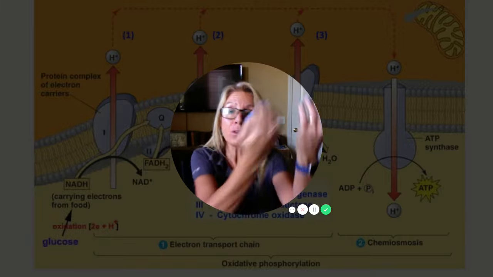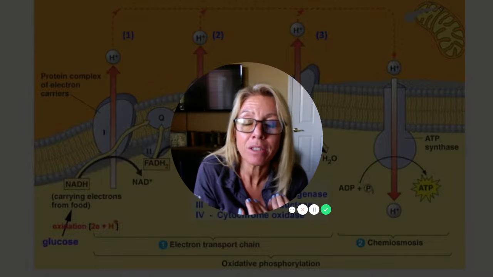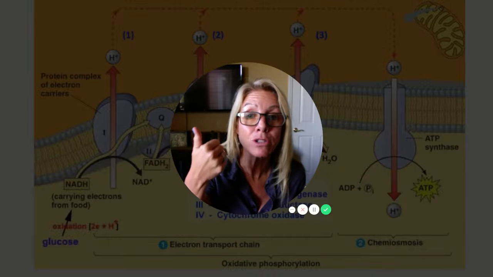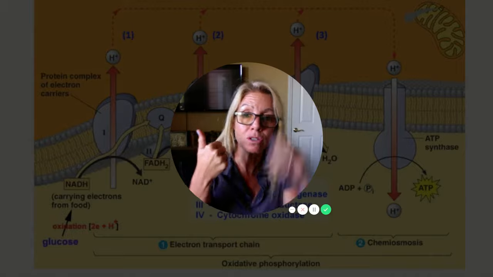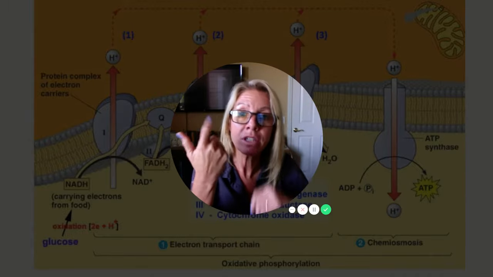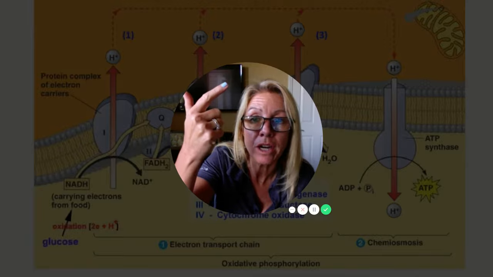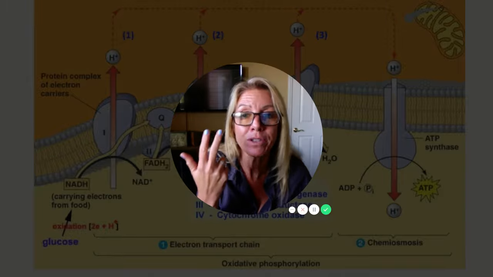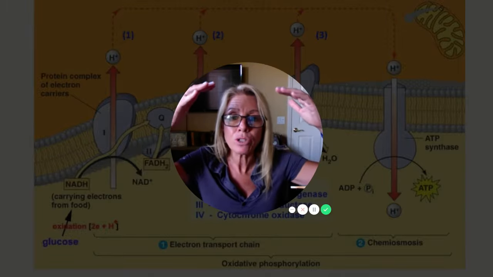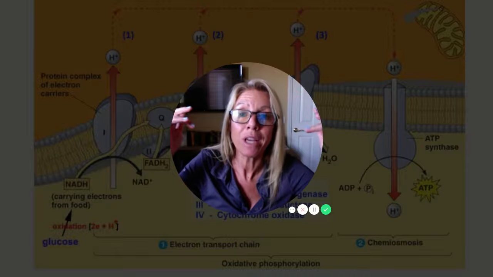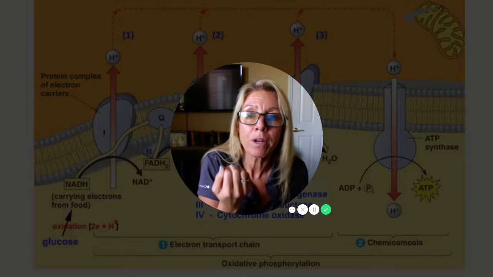And remember, those hydrogens really want to come into the matrix. Why? Because there's a difference in charge, right? Because they're hydrogen ions, they're plus, right? So there's a difference of charge on either side of the membrane. There's a difference in concentration. There's more hydrogen ions on one side of the membrane than the other. And there's also a difference in pH because you have all those hydrogen ions out there in the intermembrane space and that lowers the pH. So there's 3 reasons why they want to come in.